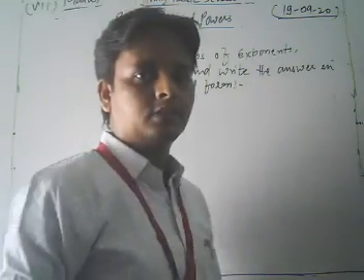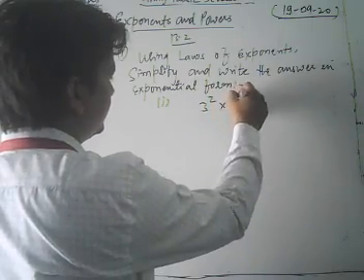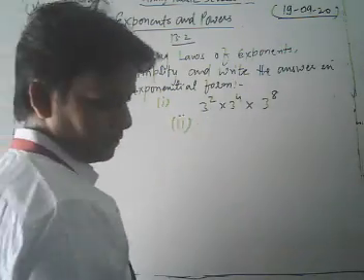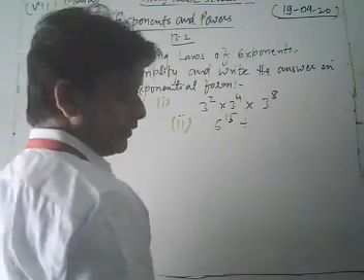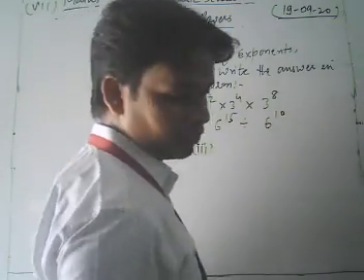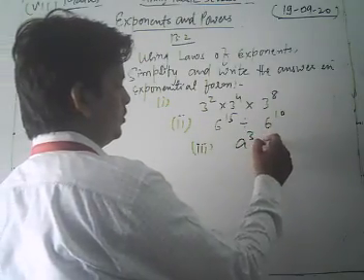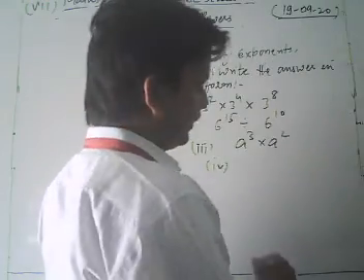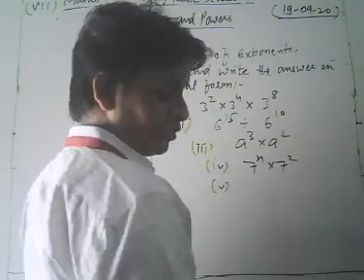Let's take and solve the first part of this question, which is 3 square into 3 to the power 4 into 3 to the power 8. The second part is 6 to the power 15 divided by 6 to the power 10. Third part is a cube into a square. Fourth part is 7 to the power x into 7 square.